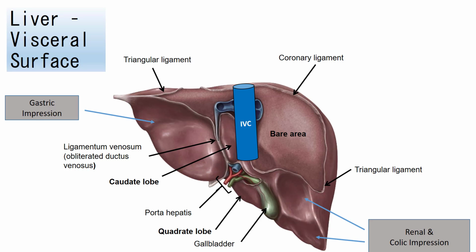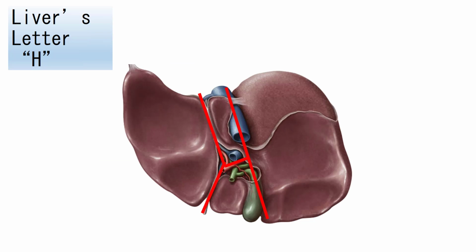Remember, quadratus means four-sided or square. The caudate lobe is so named because it has a caudate, which is a tail-like process, not because of its position, which is cranial to the quadrate lobe. You can see we can superimpose something that looks a little bit like the letter H onto the posterior surface or the visceral surface of the liver.